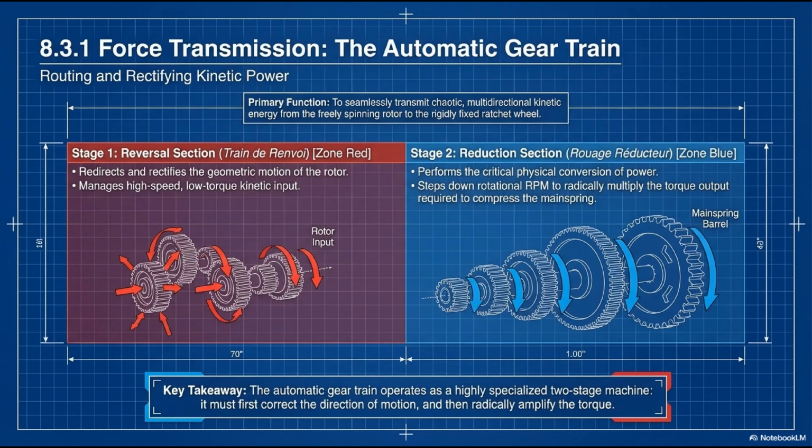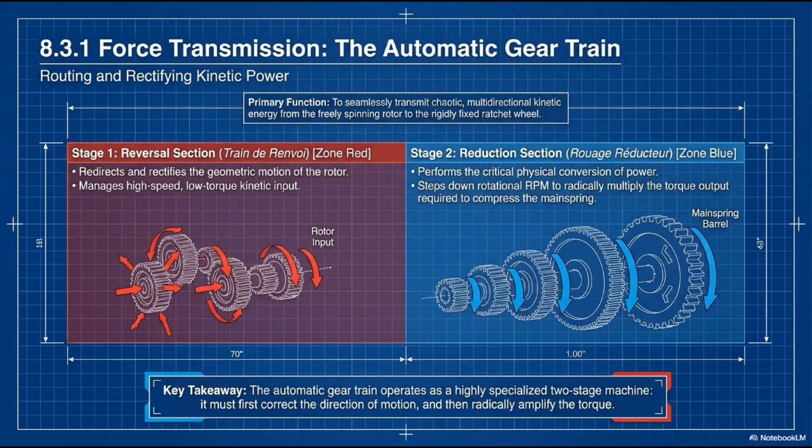The primary function of this train is to seamlessly transmit the chaotic, multidirectional kinetic energy from the freely spinning rotor all the way down to the rigidly fixed ratchet wheel of the mainspring barrel. This journey happens in two distinct stages. Look at stage 1 in the red zone, the reversal section, or train de renvoi. The sole job of these gears is to redirect and rectify the geometric motion of the rotor.